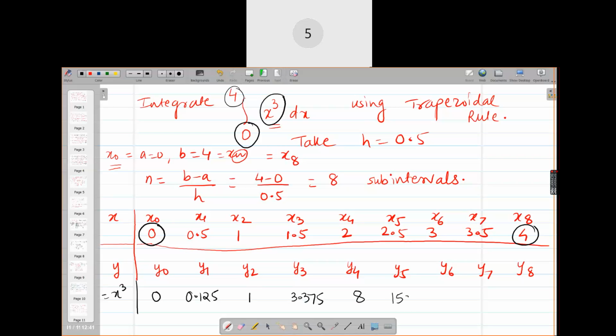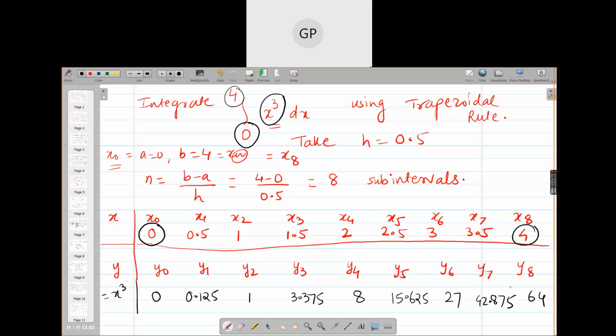2.5 cube is 15.625. 3 cube is 27. 3.5 cube is 42.875. And 4 cube is 64.